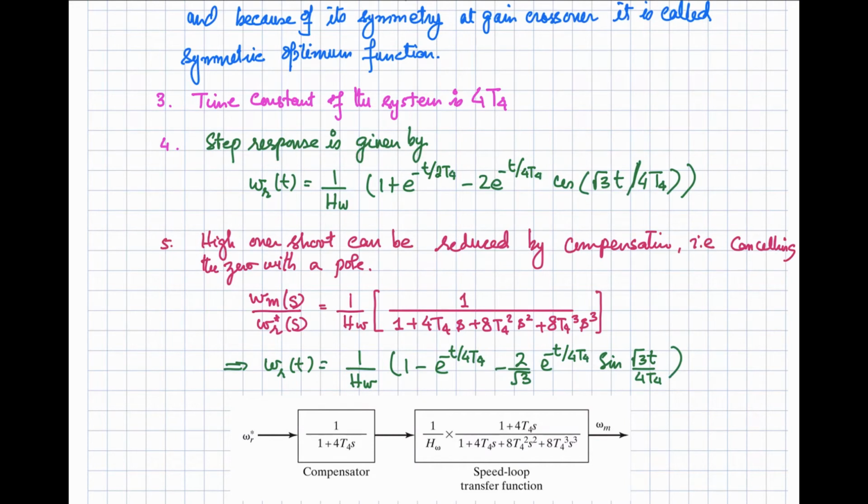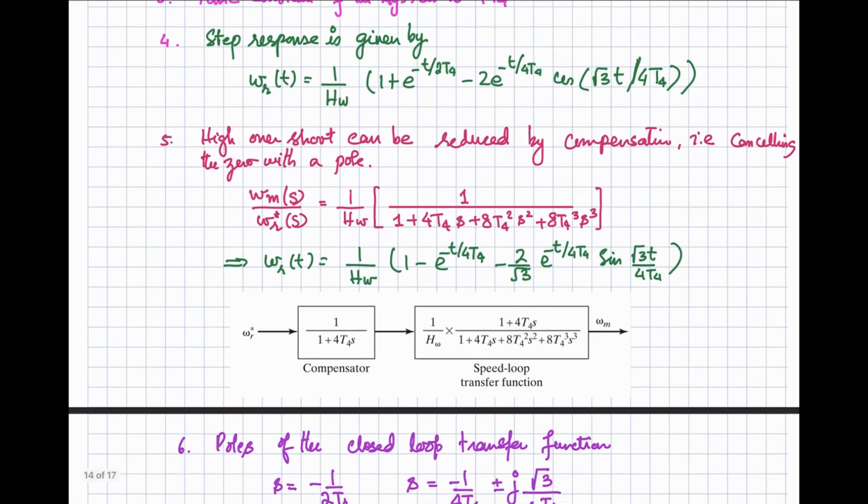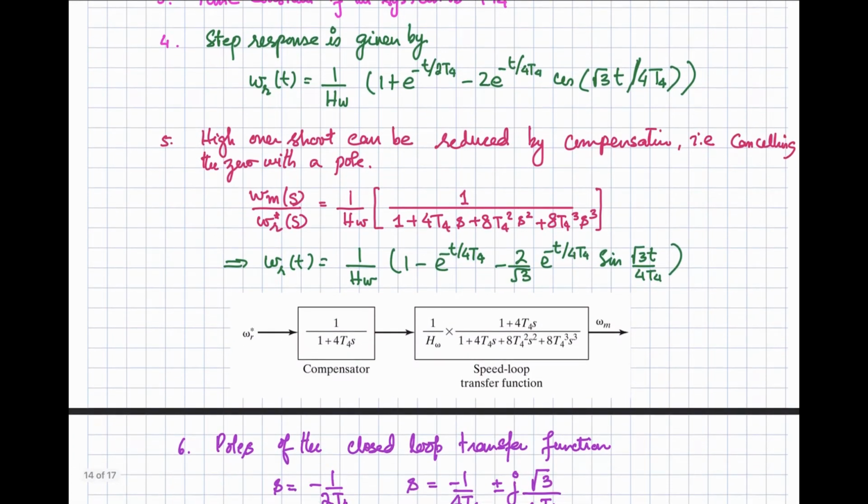Now, high overshoot can be reduced by compensation. If you observe high overshoots, how do you deal with it? You can introduce another pole at this position, 1 by 1 plus 4t4 into s. With this compensation you can reduce the overshoot that will be observed in the step response of your speed loop.